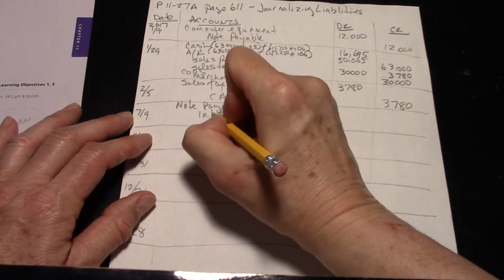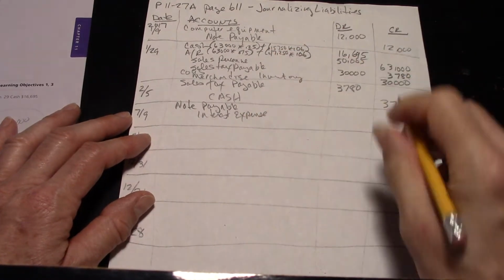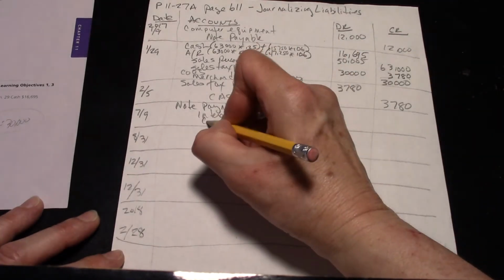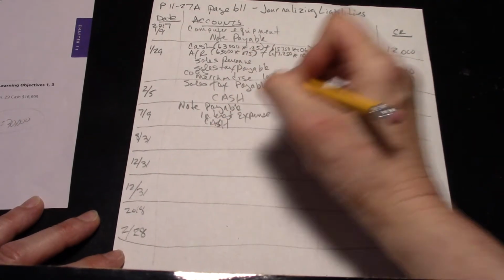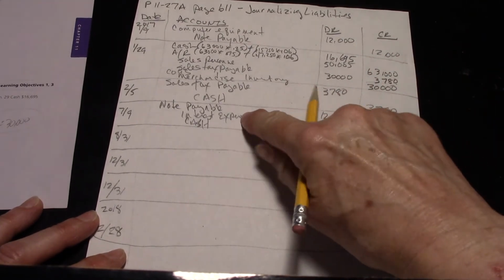Of course, we have the interest expense, right? It's not payable because, well, we're just going to pay it, right? And then of course we pay for stuff with cash, right? So the note payable is $12,000. How much is cash? Well, we need to calculate interest, right?